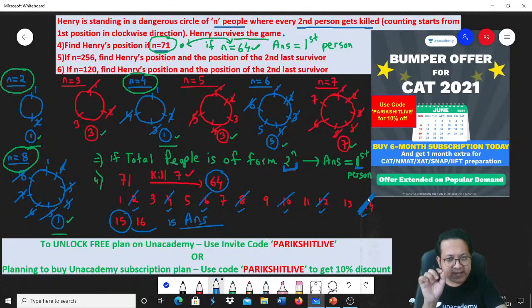The moment your counting starts, the first person is the survivor. So after the 14, who is the first person you will start with? 15. So the answer is equal to the first person. The first person, as per the numbering, is 15. So the answer is 15. Do you get it? Do you understand? Any doubt in this? Did you get it? Yes.